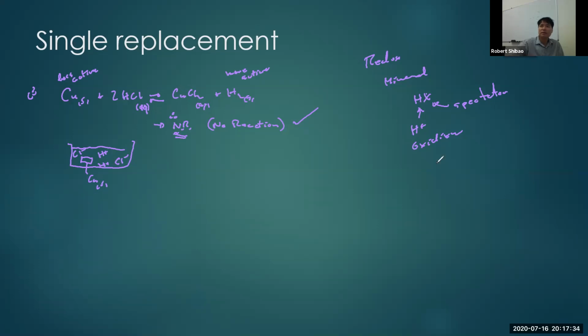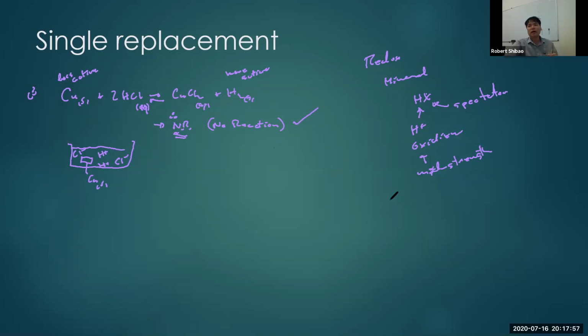And so H plus is a good oxidizer. This is about a mid-strength oxidizer. It's kind of in the middle. It's not the strongest, it's not the weakest. So that's why I'm calling it a mid-strength oxidizer.